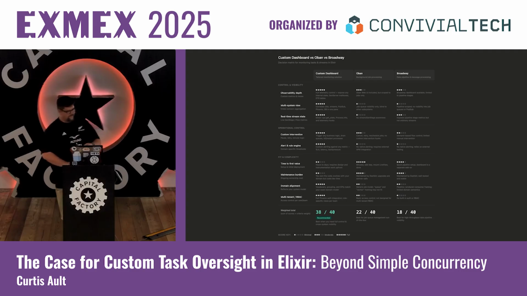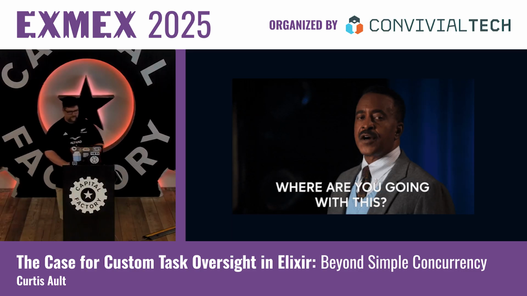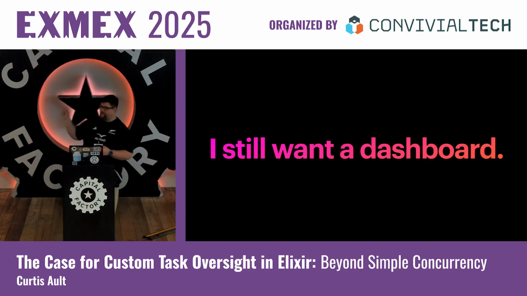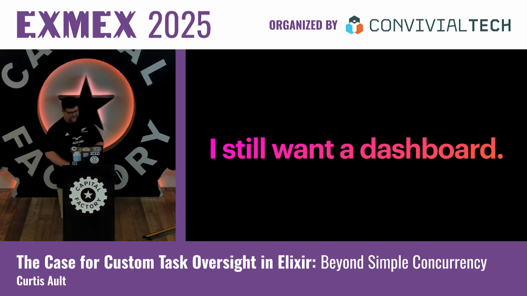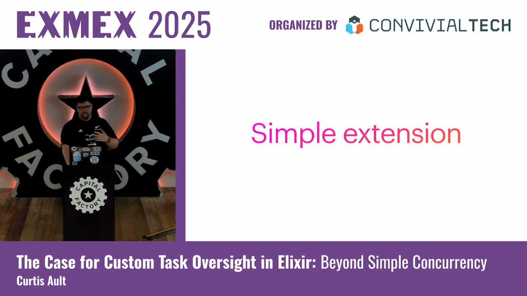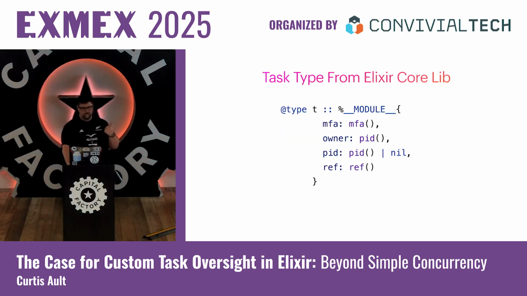All right, so where am I going with this? I still want a dashboard. So why not just take parts of the core library and extend it a little bit? If you look at the Task struct within the Elixir source code, it's just 4 things: the module functionality as the first atom, the owner, the PID, the ref. That's it. This is what it is.